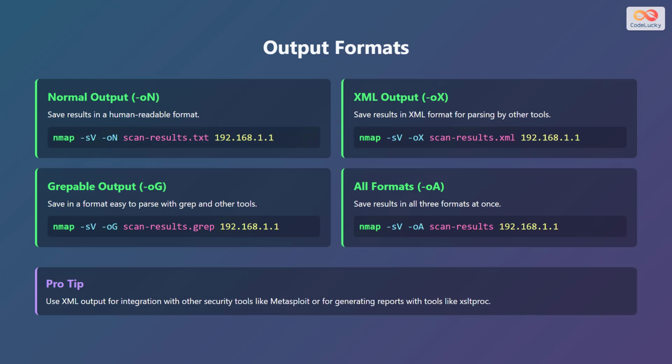If you want to save results in all three formats at once, use the all formats option, -oA. Simply use nmap -sV -oA, the file name such as scanresults, and the target IP address. A pro tip is to use XML output for integration with other security tools like Metasploit, or for generating reports using tools like Excel.